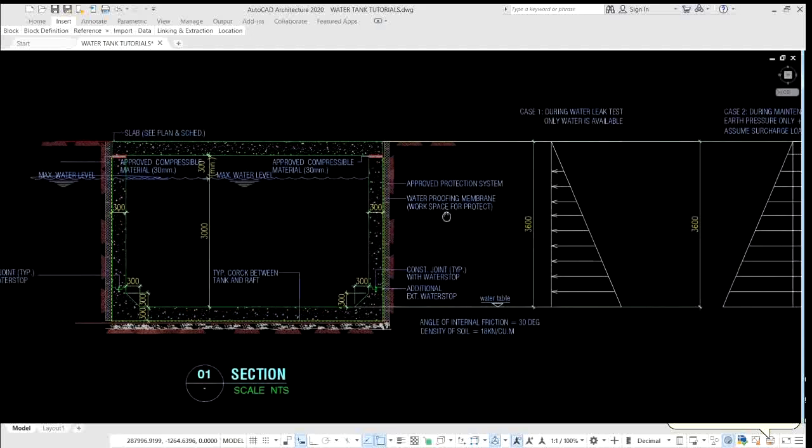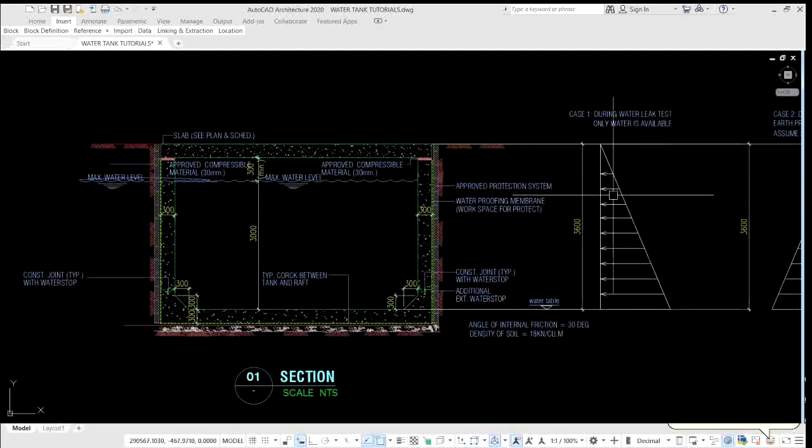But if you look at my pressure or water pressure diagram, it's different. Here it is 3 meters, but on my pressure diagram it is 3.6 meters. Why is that so? Because I assume, to be on the safe side and at the same time to unify my solution, a total height of 3.6 meters.